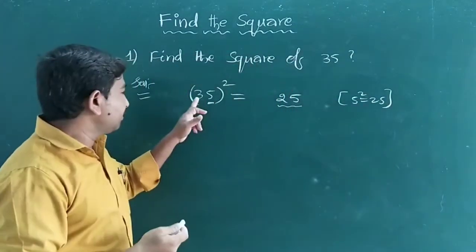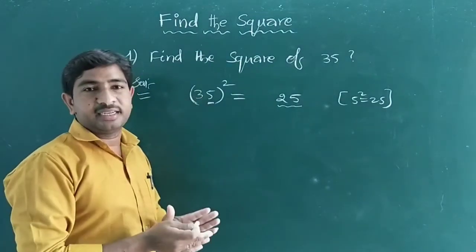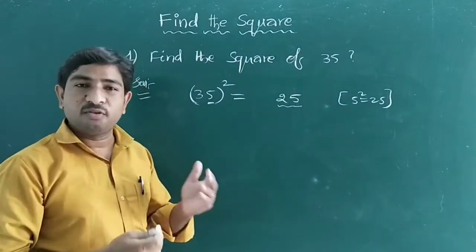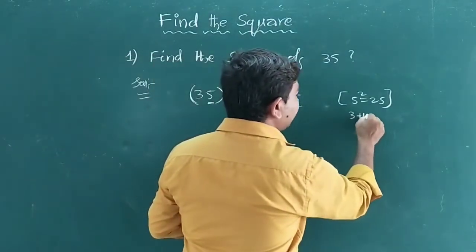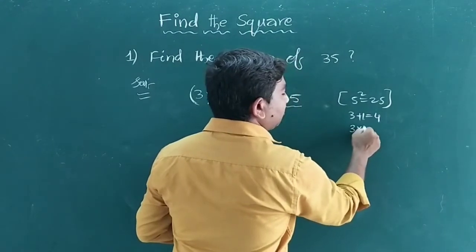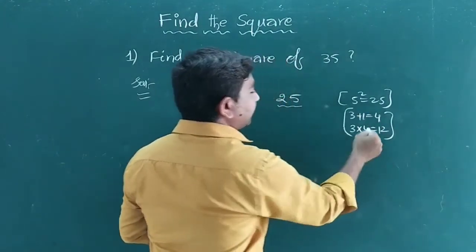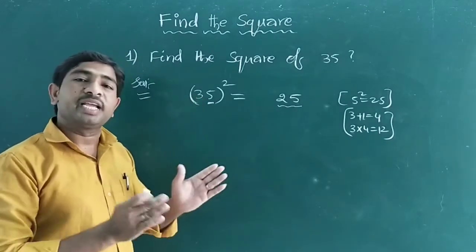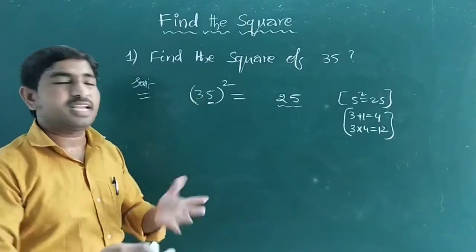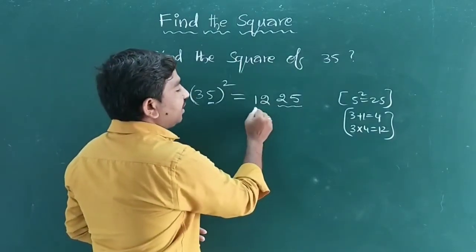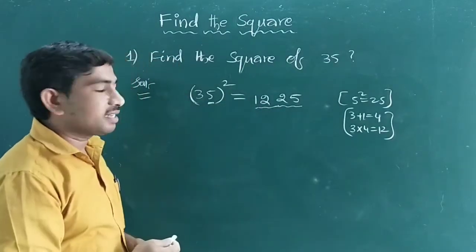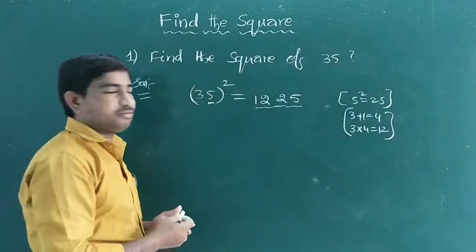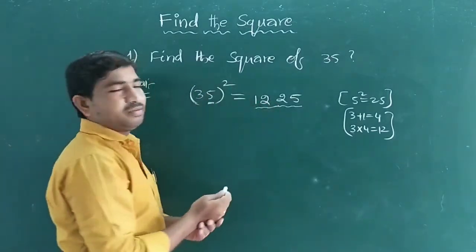And then next, what is the tens place digit here? 3. Then what is the next number after 3? 3 plus 1, that is 4. So now we multiply 3 with 4. 3 fours are 12. Write it as the left part. Therefore 35 whole square is equal to 1225.